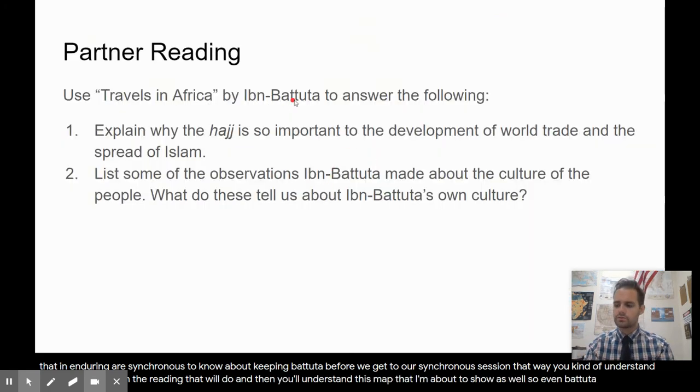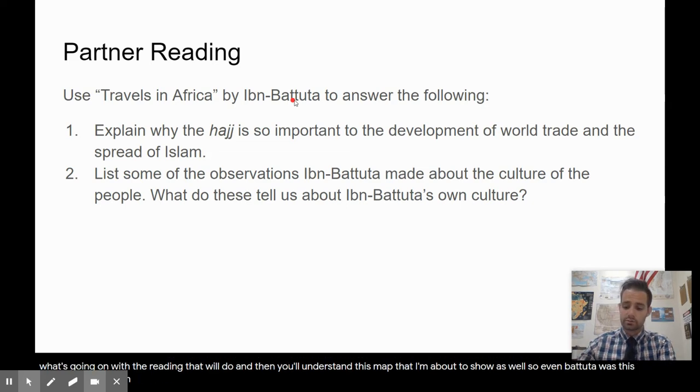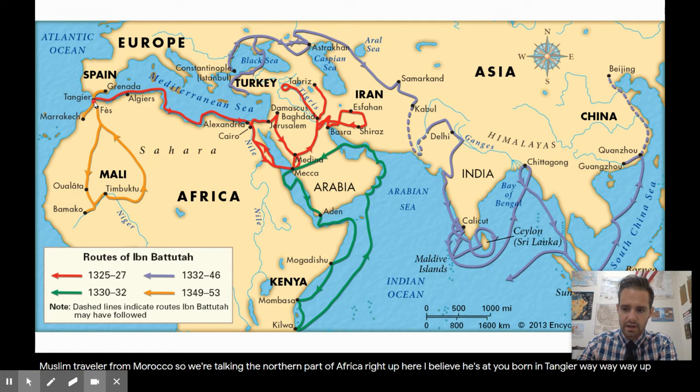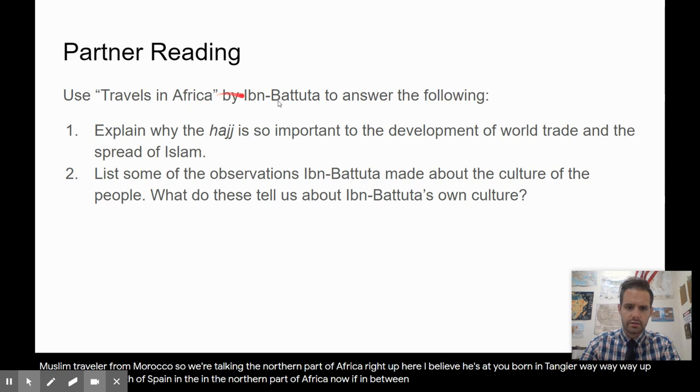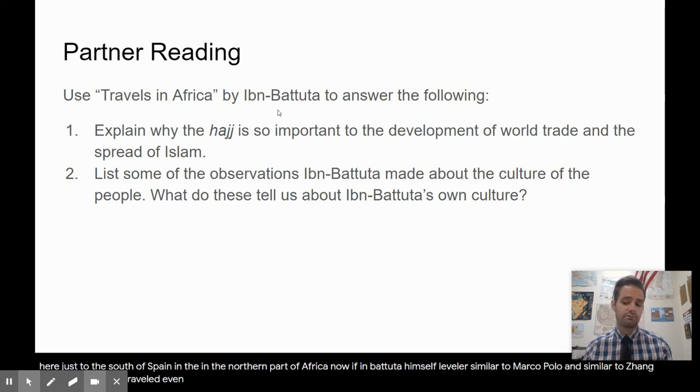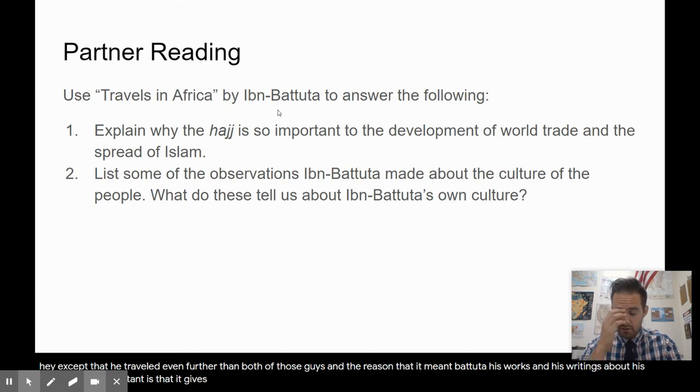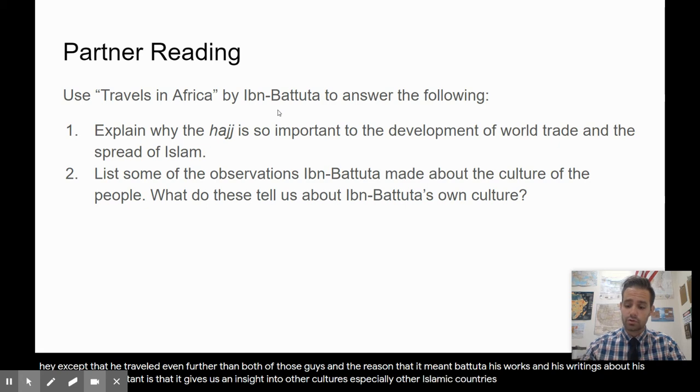So Ibn Battuta was this Muslim traveler from Morocco. So we're talking the northern part of Africa, right up here. I believe he's actually born in Tangier, way up here, just to the south of Spain, in the northern part of Africa. Now, Ibn Battuta himself was a profound traveler, similar to Marco Polo and similar to Zheng He, except that he traveled even further than both of those guys. And the reason that Ibn Battuta's works and his writings about his travels are so important is that it gives us an insight into other cultures, especially other Islamic cultures all throughout the world.